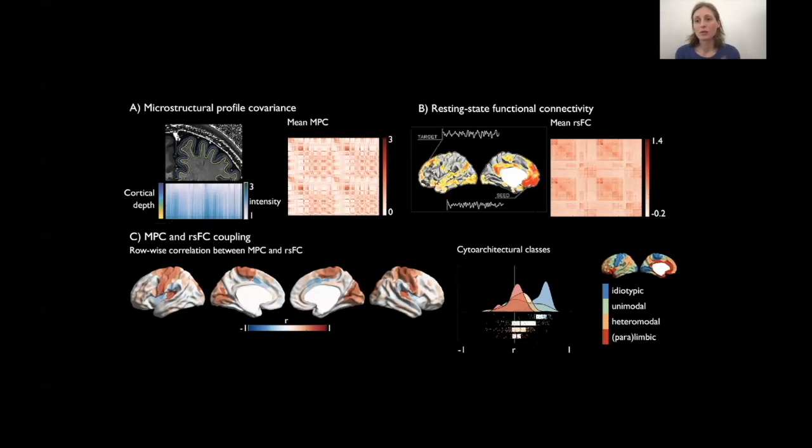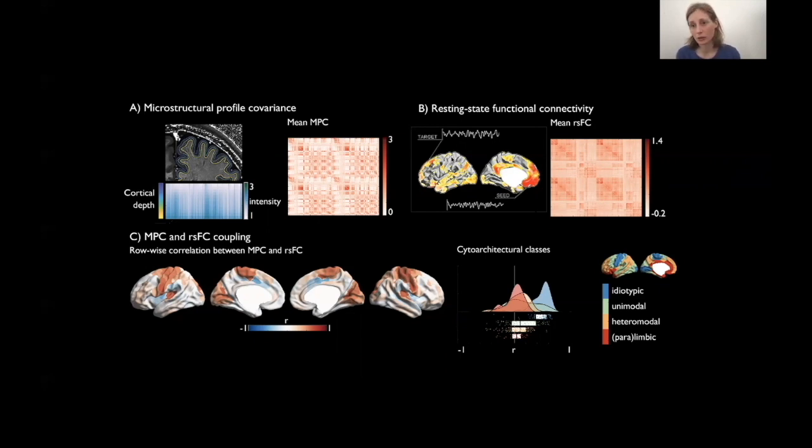So to study the relationship between microstructure and function, I looked at microstructural profile covariance, as also described by Casey earlier, and resting state functional connectivity. So as you see here, I computed microstructural profile covariance in a Human Connectome sample, where I probed the intensity of T1, T2 images along 12 layers that go from the gray matter to the white matter border. And I covaried each parcel's variation as a function of cortical depth with another parcel, and this created such a matrix.